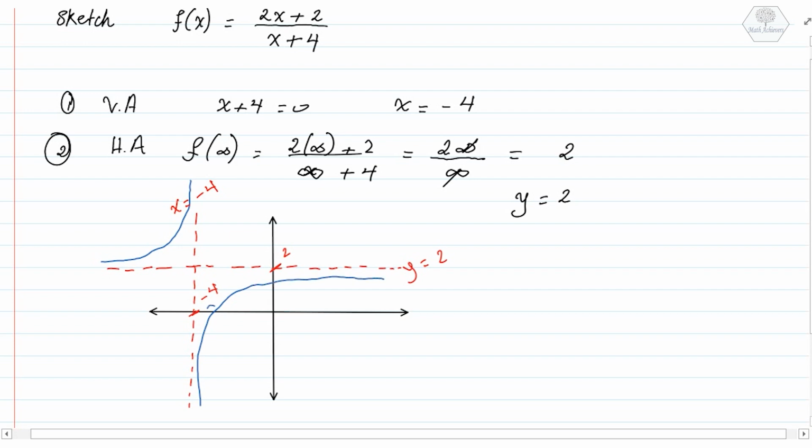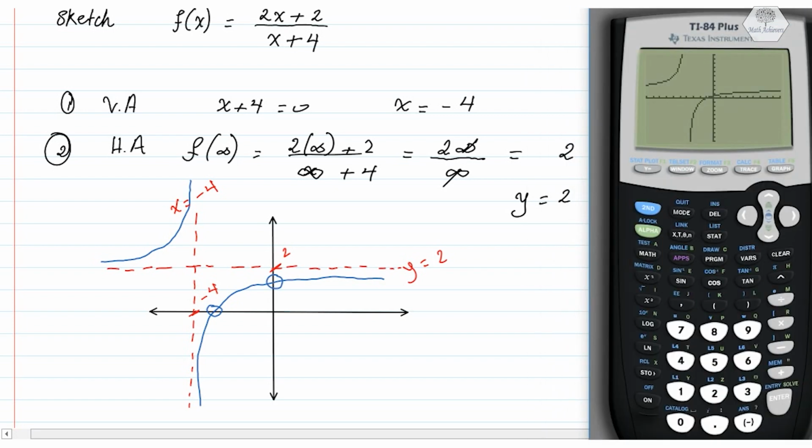I need to show these intersections here. Let's go back to our GDC because it shows everything. If you want to find the x-intercept, which is this one, we can go to second calc, the 0. The 0 means where the function is 0, which means I'm finding the x-intercept too.